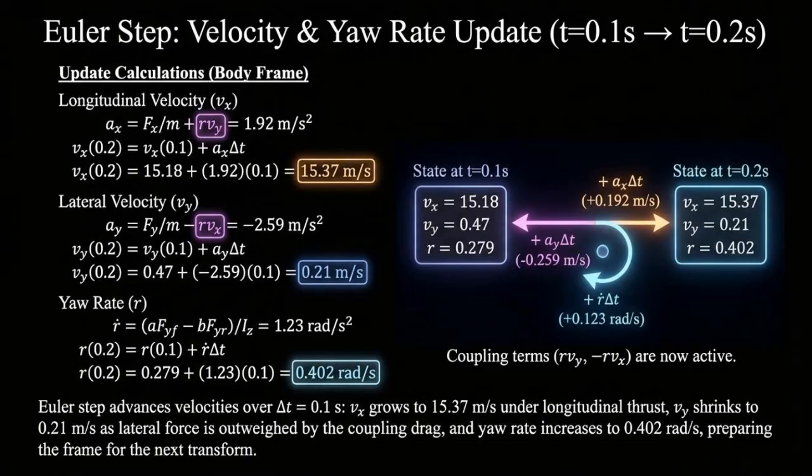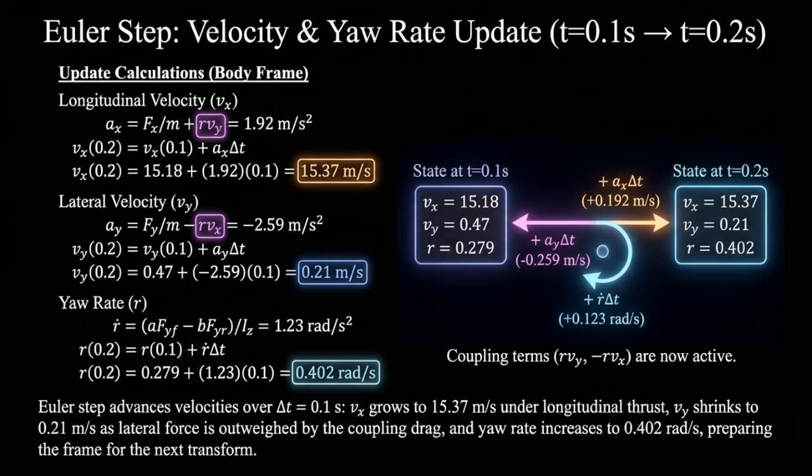Using an Euler integration over delta t equals 0.1 seconds, body velocities are updated. Longitudinal speed Vx increases to 15.37 meters per second due to positive acceleration. Lateral speed Vy reduces to 0.21 meters per second as rotational coupling dominates lateral force.